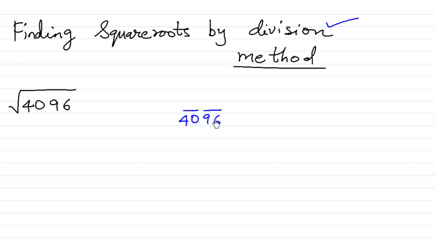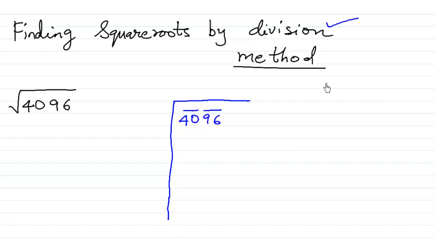So this 9 and 6 becomes the first group and 4 and 0 becomes the second group. Starting from the units place, make groups of 2. And then we are going to find the square root. So we're going to draw such a shape. And then starting with the number 40, we need to find a perfect square just less than 40.